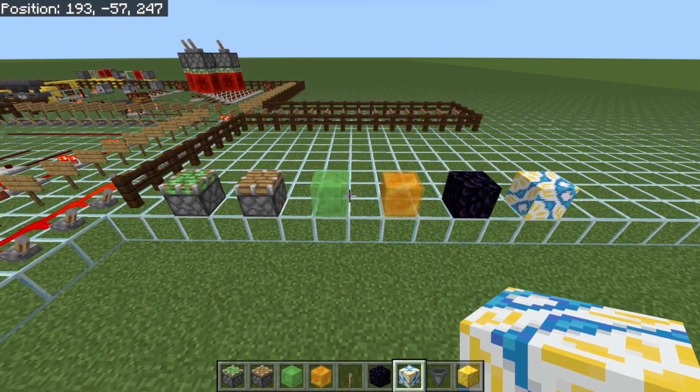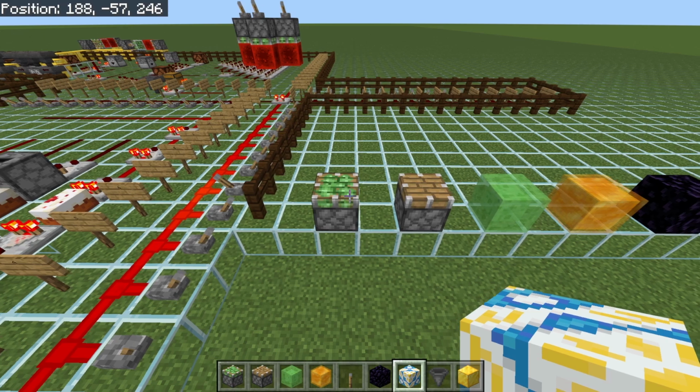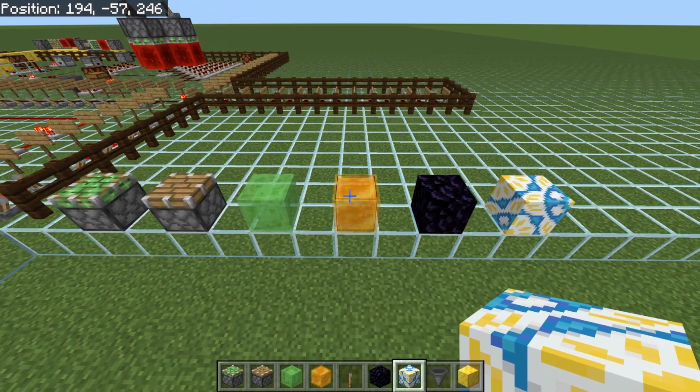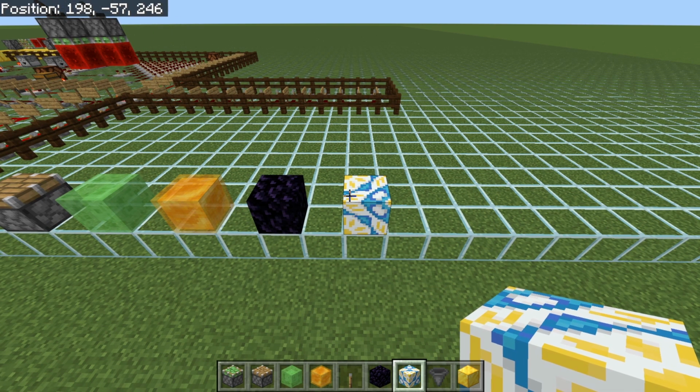On today's lesson on the School of Redstone, we are going to be covering these 6 blocks here. We have the sticky piston, the regular piston, the slime block, the honey block, the immovable blocks, and the blocks that will not stick to anything but are still movable.